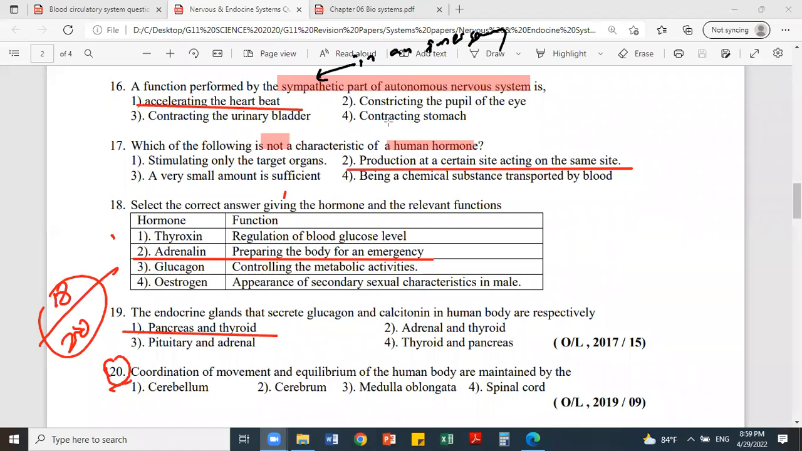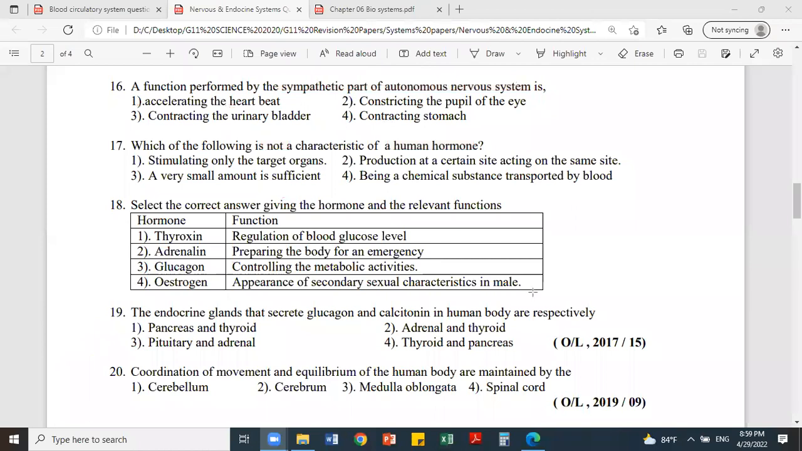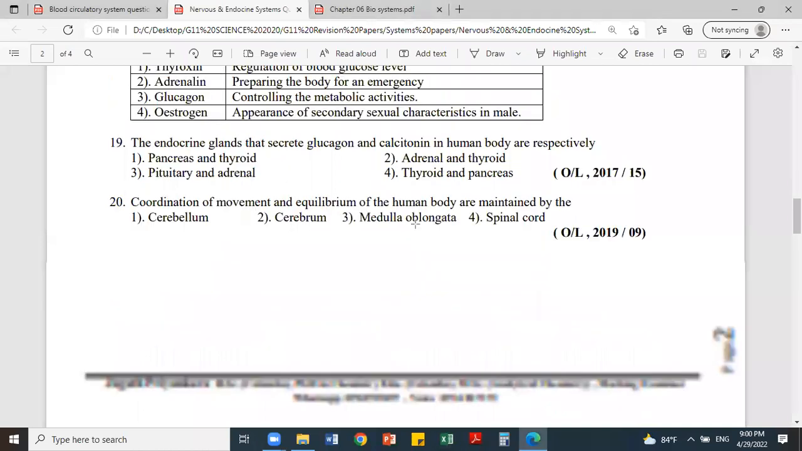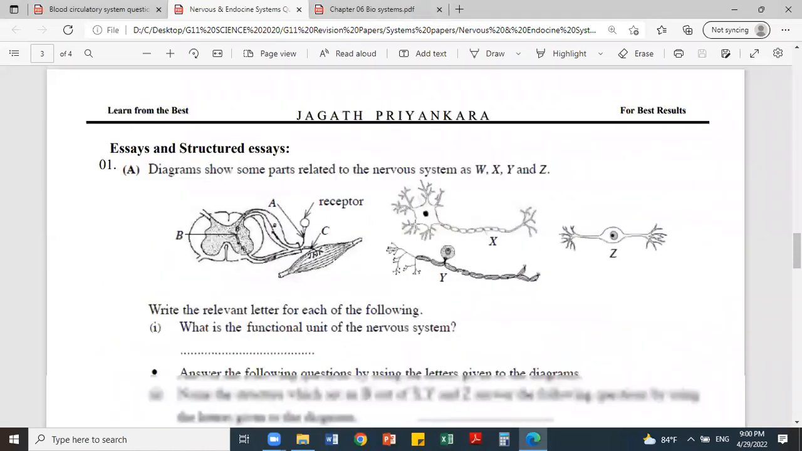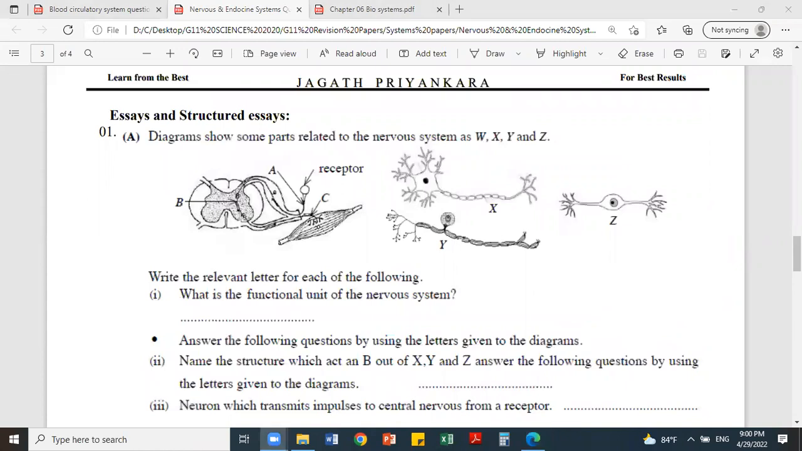The other thing to remember is, if you get nervous system or any other system MCQs, you will not get much structured questions from that same lesson. Now this is again from the nervous system. They have given the 3 neurons here. Right, let's see the answers now.